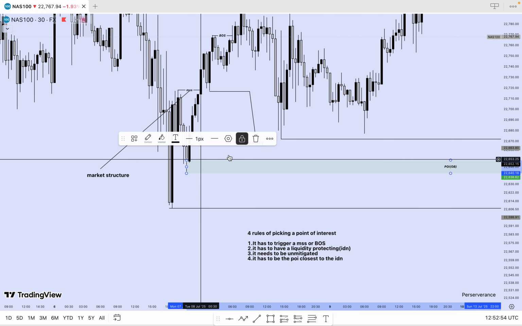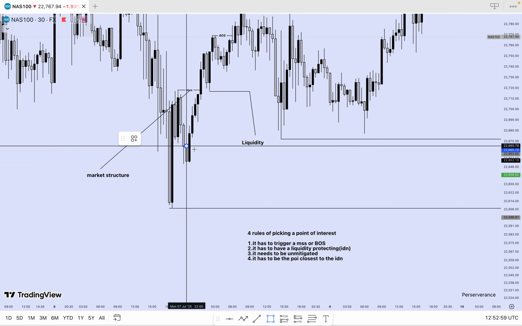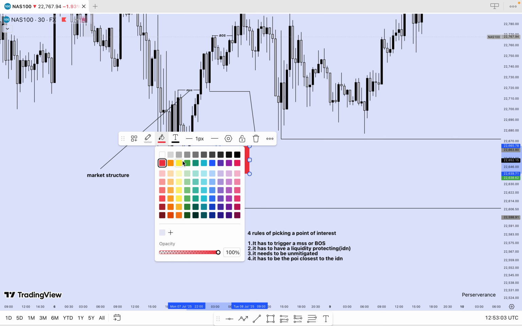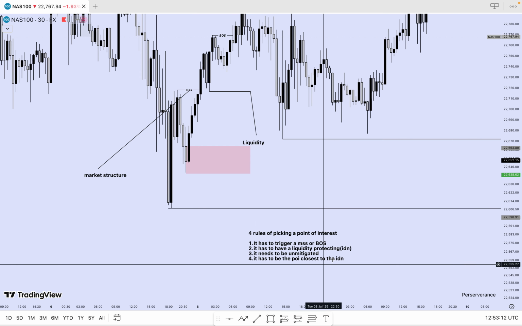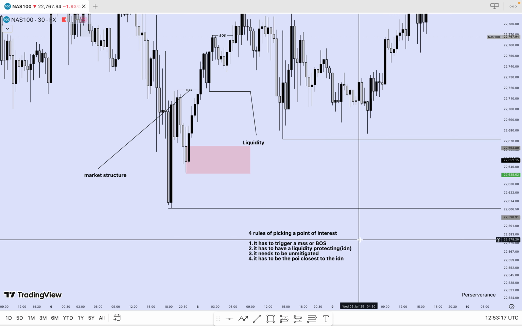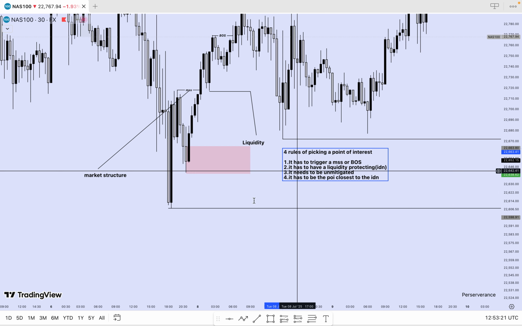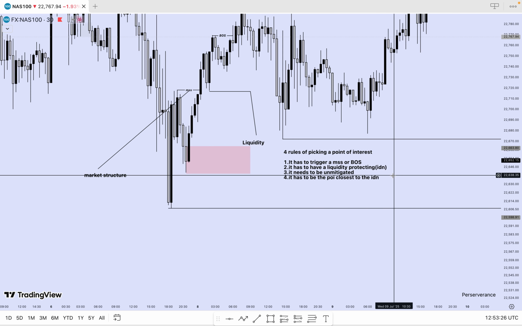Now this order block here. First, I want to answer this question. Let's see if this order block actually matches the rules of picking a point of interest. We say first it has to trigger a market structure shift or a break of structure.